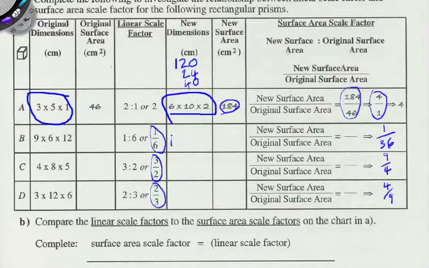This next one will be 18. Oh, sorry, let me just erase that. So the scale factor is 1 to 6, so really we're dividing by 6. So, okay, 9 divided by 6 is going to be 3 over 2, 6 divided by 6 is 1, and 12 divided by 6 is 2. So that'll be the new dimensions, and then you can work out the new surface area.